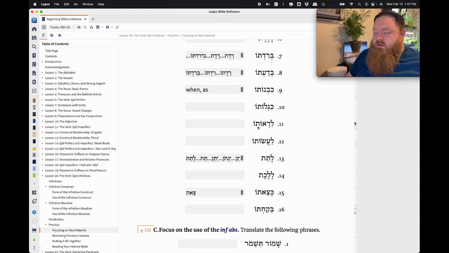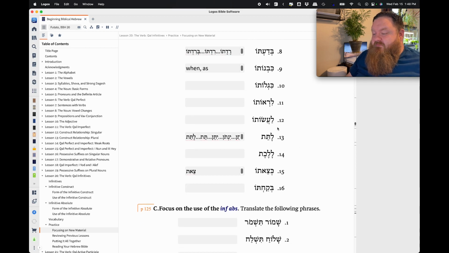So here it's to read, and then the suffix would either be to read him, or to read it, or him reading, he reading, or it reading. And then again, the lamed preposition doesn't really add much to the translation. It may just indicate purpose or something like that. So in order to read it would be one way to translate this.